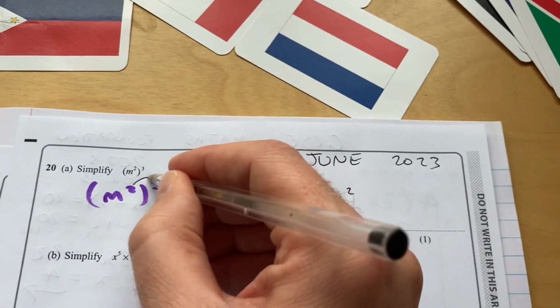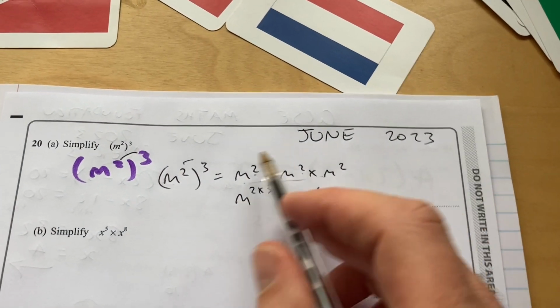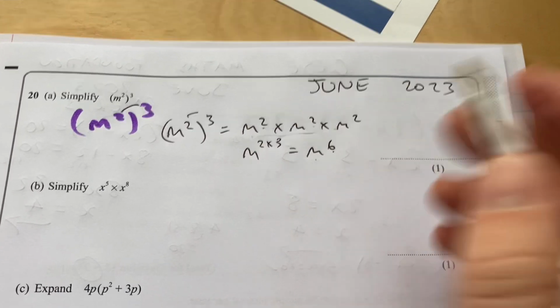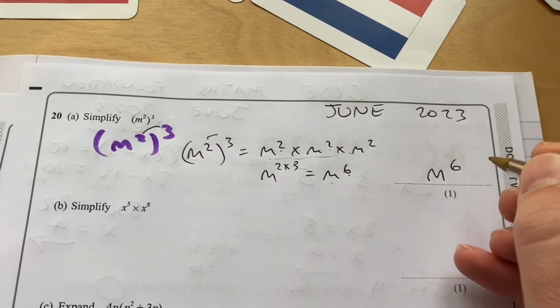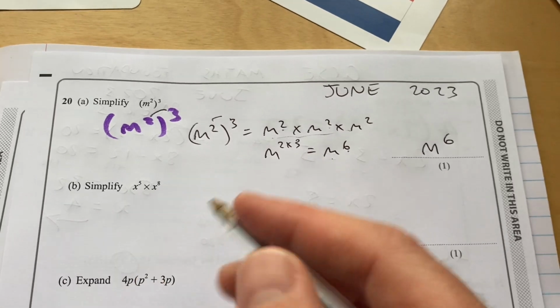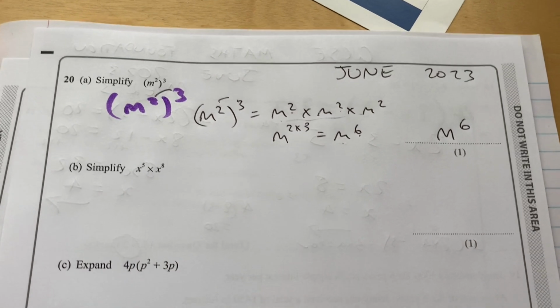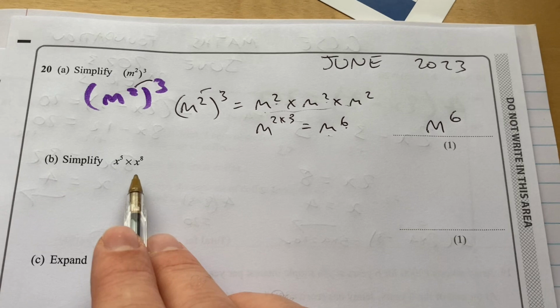You've got to multiply those two. It's only worth 1 mark, so that's a lot more work than you might need to do, but I'm just doing it to explain it. It's m to the 6. So this is more index laws than algebra because it's got some algebra terms. I'm putting it in the same video.